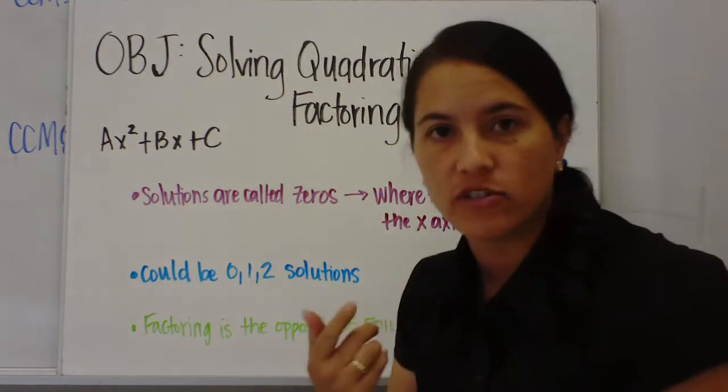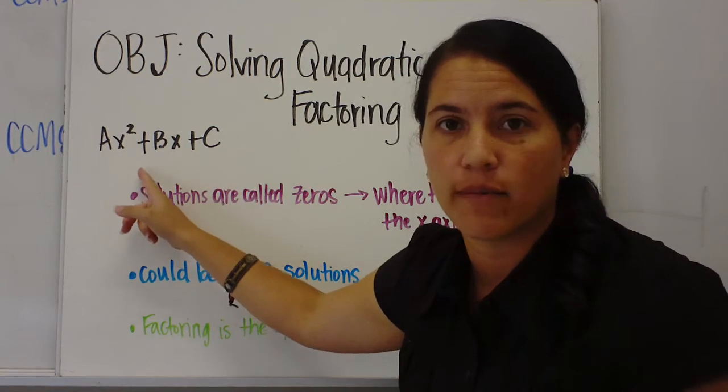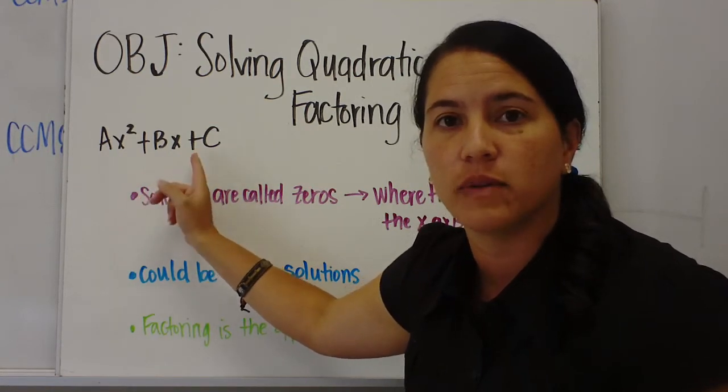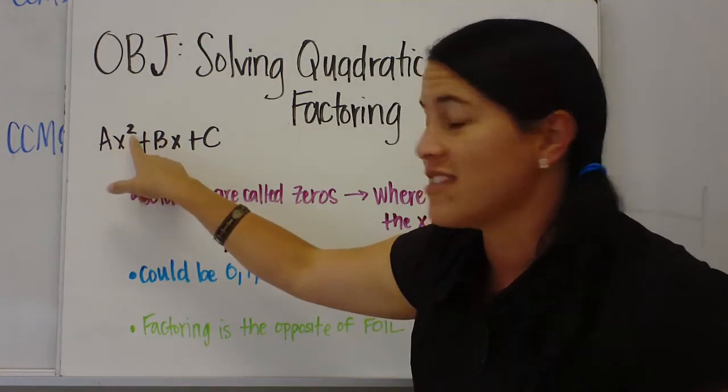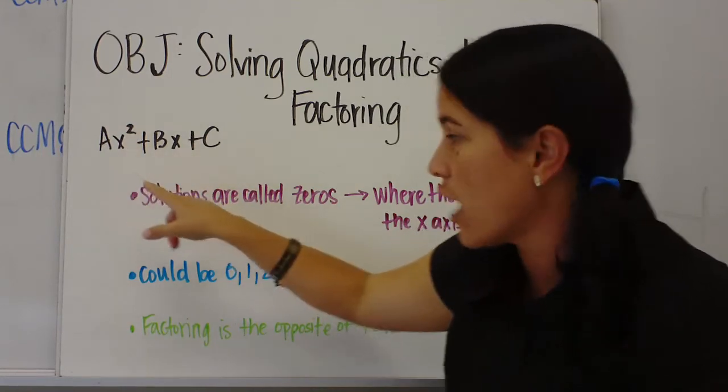A quadratic equation or a quadratic function is typically in the form, this is in standard form, ax squared plus bx plus c. It's going to have this degree of 2. It's going to have an exponent of 2, and that's what makes it a quadratic.